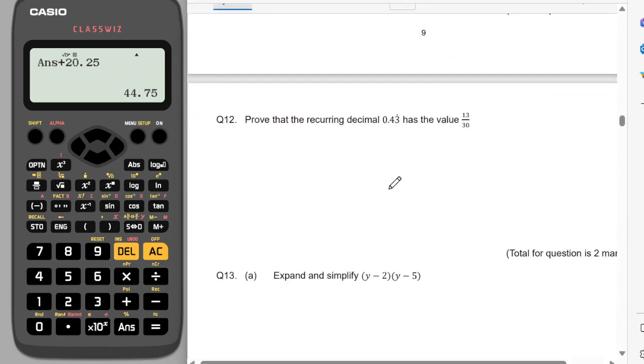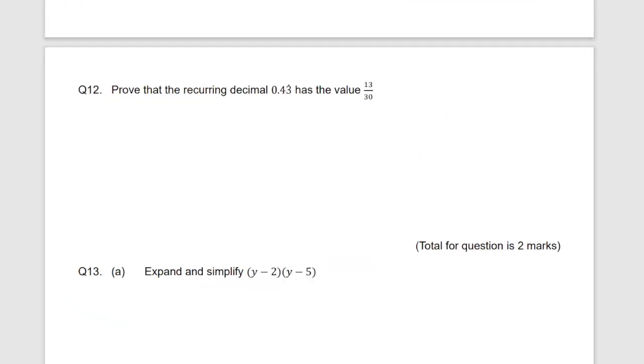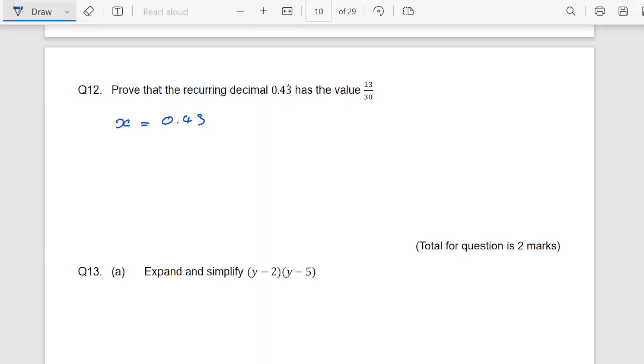Okay, prove that the reoccurring decimal 0.43 has the value 13/30. So to do this, lots of people have slightly different methods. It all follows the same principle though. I start by calling my reoccurring decimal x. I'm going to put my reoccurring over the second 3. Because I've got a single digit repeating, I'm going to say that 10x is equal to 4.33 reoccurring.